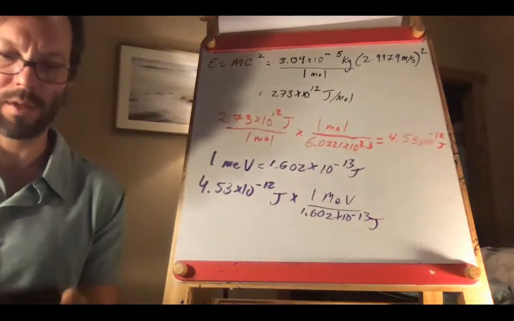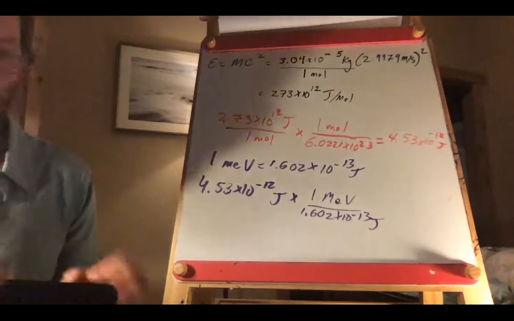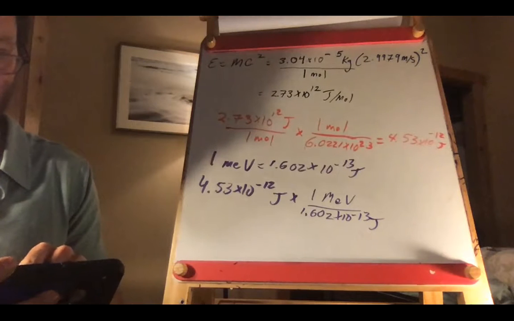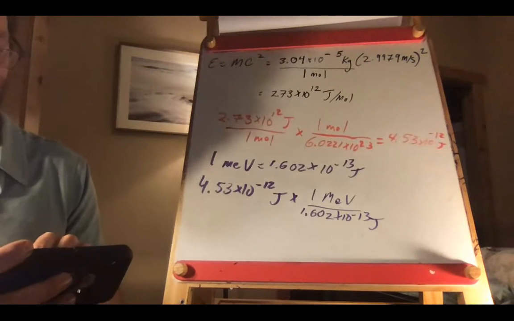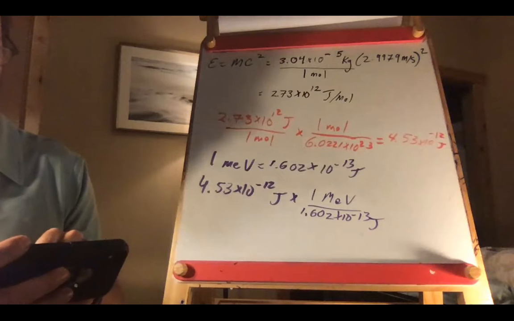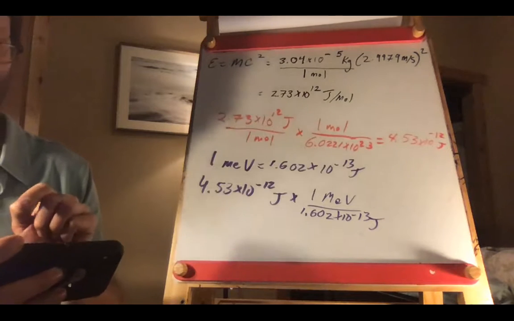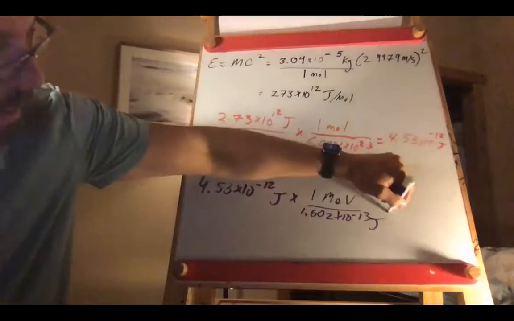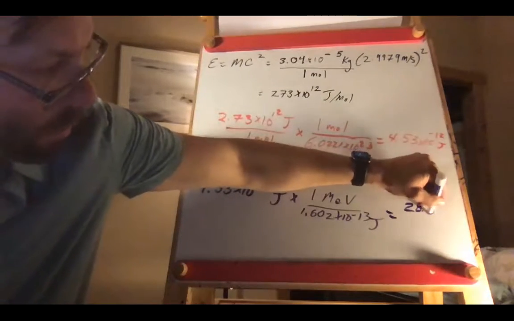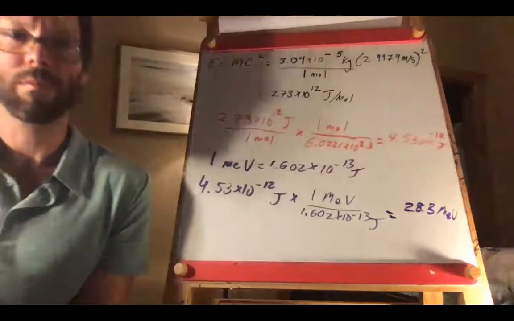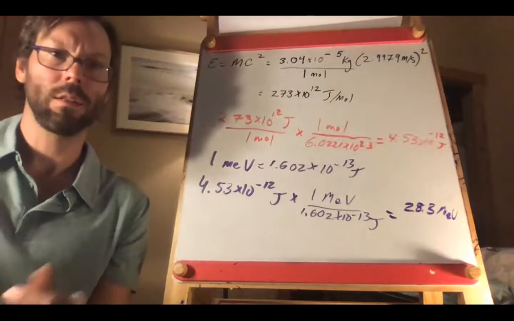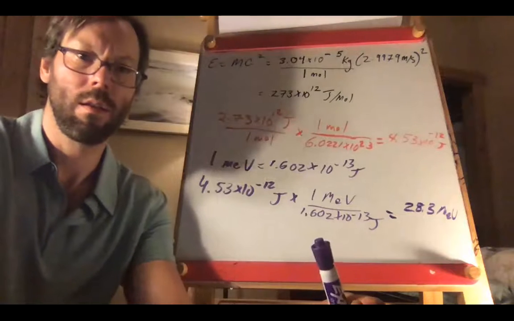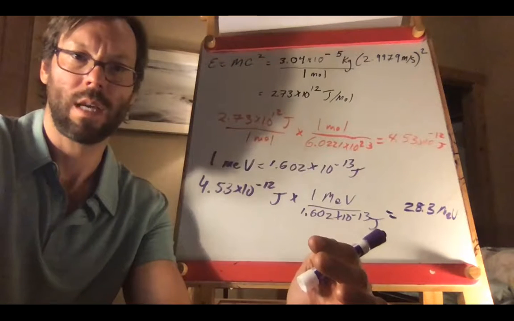And what does that give us? That divided by 1.602 times 10 to the -13. I'm getting basically 28.3 mega electron volts. Okay. Straightforward, right? That's it, really. That's how it's done.